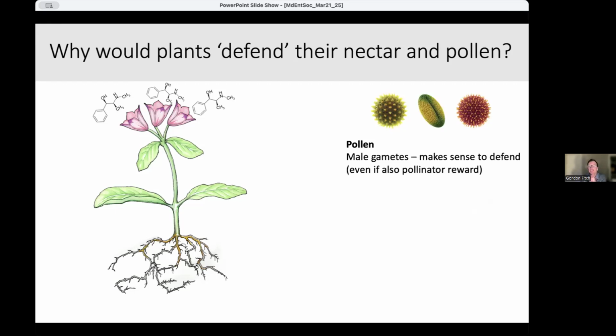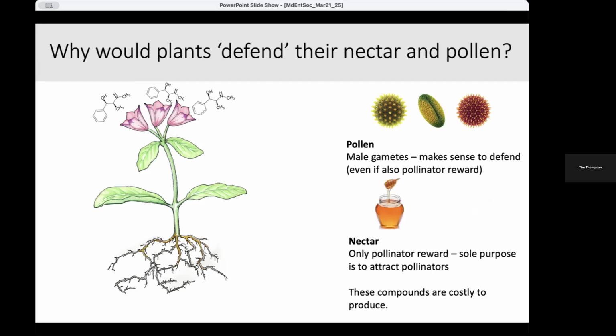It makes a bit more sense that plants would protect pollen. So again, when bees are visiting flowers, they're looking for two things. They're looking for pollen, which is their primary source of protein and lipids, and they're looking for nectar. And nectar is really exclusively for the bees to feed on, or other pollinators. The plants have no other reason to produce it other than to attract pollinators.